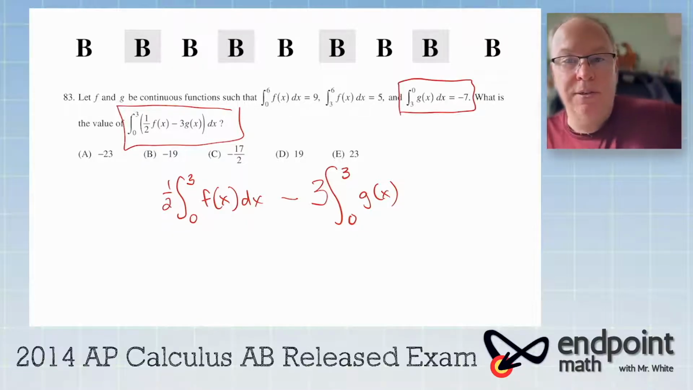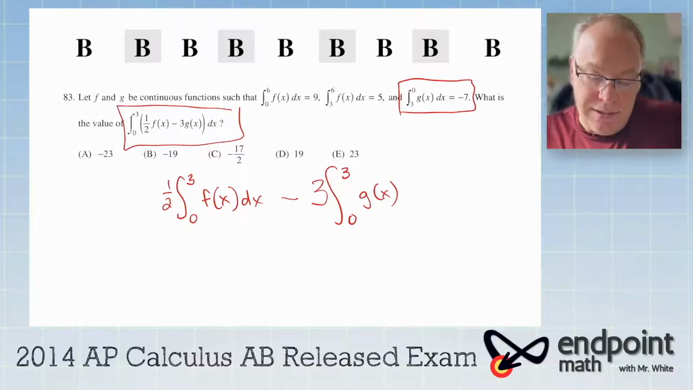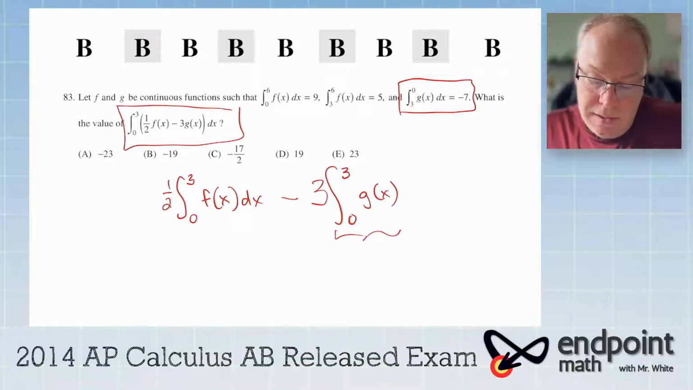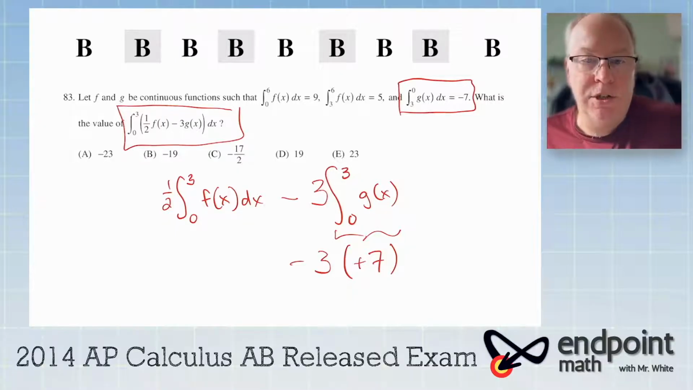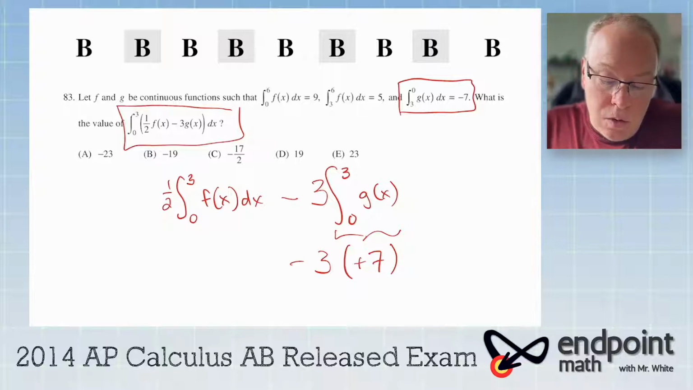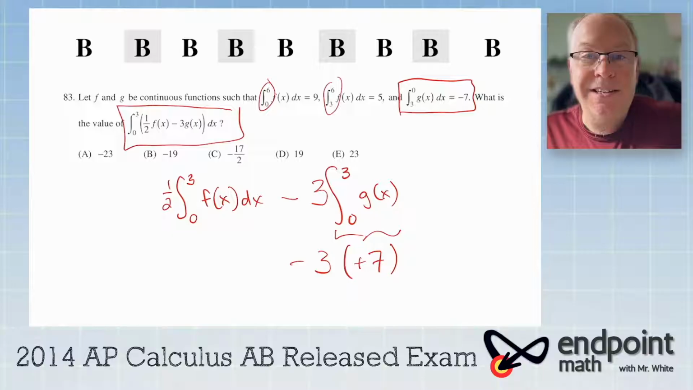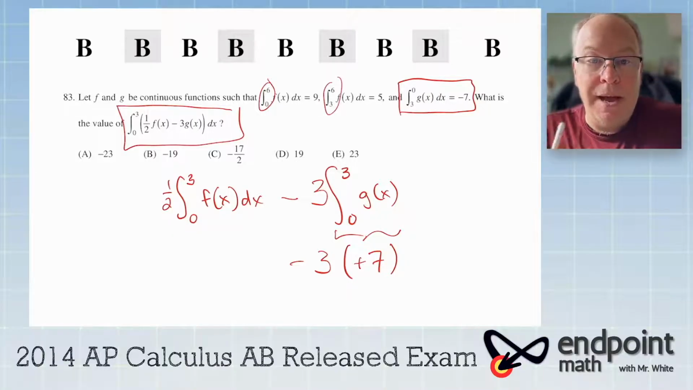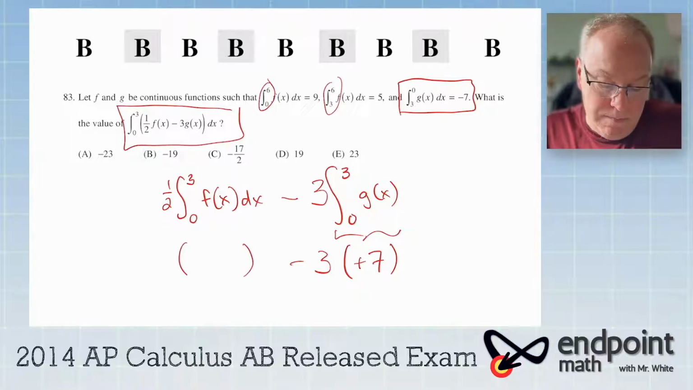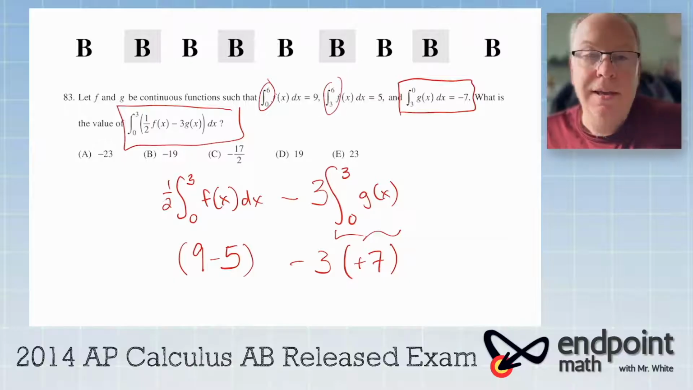They gave us 3 to 0. So what does this equal? This would be positive 7, because the bounds are reversed, you just change the sign. Now let's back up. 0 to 3. Well, this is 0 to 6. This is 3 to 6. So wouldn't 0 to 3 be the whole thing minus the part? That gives you the other part. So this would be 9. That's the whole thing, minus the other part gives you the 0 to 3 part.